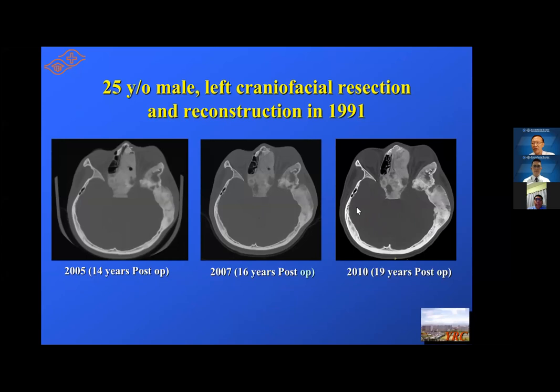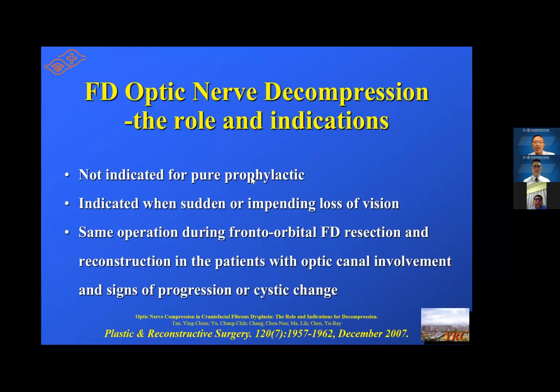So what we say is that pure prophylactic decompression seems not really necessary, because if you cannot completely remove the diseased bone, you cannot prevent it. If there is still some remaining bone, it is not indicated for pure prophylaxis. Only when there is a sudden loss of vision from the lesion can we do that. Or if you do the frontal orbital resection and reconstruction, you can do it at the same time.